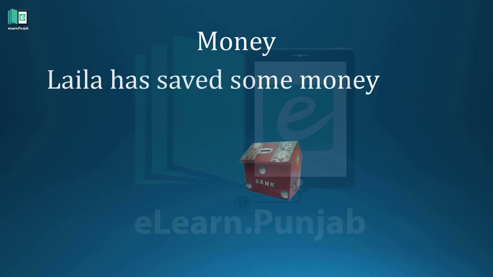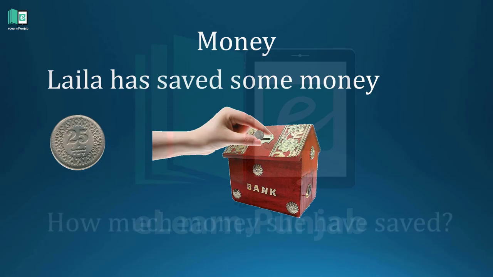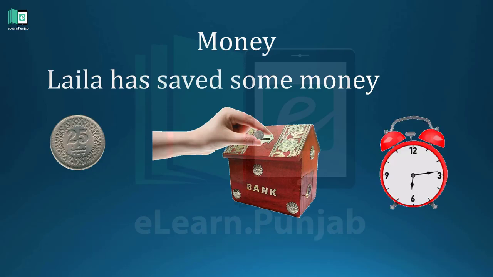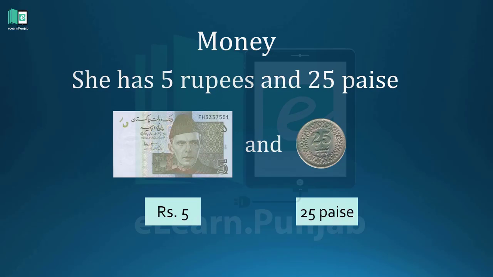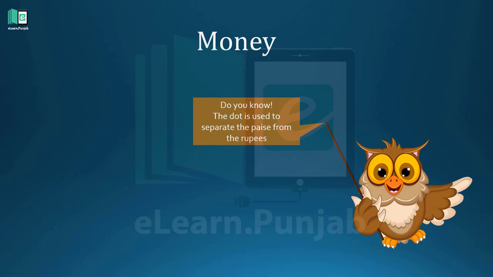Lila has saved some money in a money box. She has 5 rupees and 25 paise. How much has she saved? She saved 5 rupees and 25 paise. Do you know the dot is used to separate the paise from the rupees?